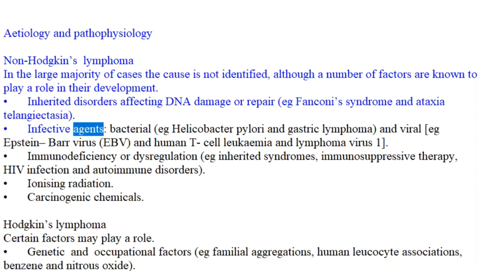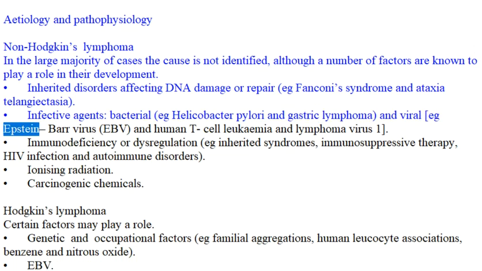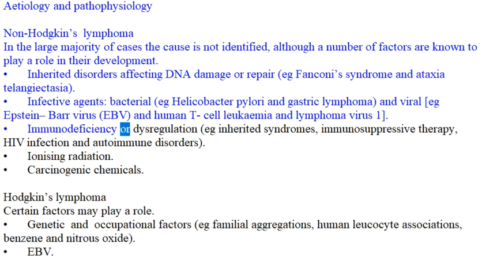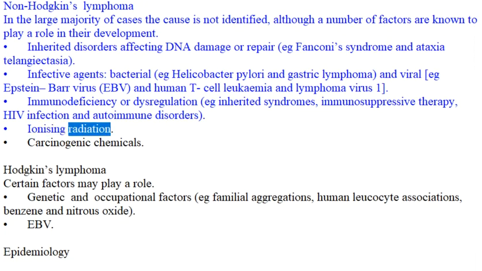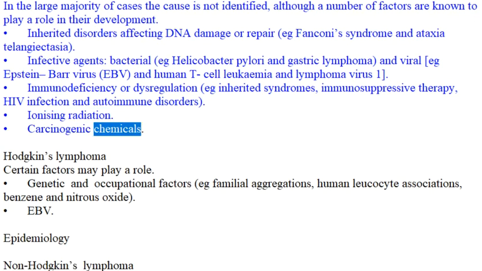Infective agents, bacterial, e.g. Helicobacter pylori and gastric lymphoma, and viral, e.g. Epstein-Barr virus, EBV, and human T-cell leukemia and lymphoma virus 1. Immunodeficiency or dysregulation, e.g. inherited syndromes, immunosuppressive therapy, HIV infection, and autoimmune disorders. Ionizing radiation. Carcinogenic chemicals.